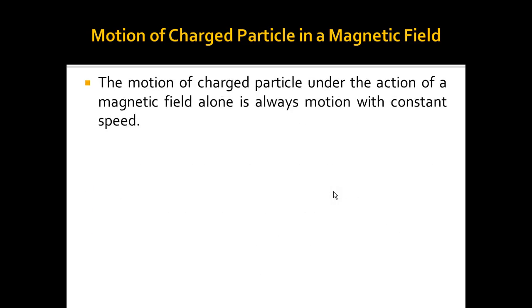Okay, so the motion of charged particles under the action of a magnetic field alone is always motion with constant speed. What is meant by motion with constant speed is that the particle that experiences the force produces a motion that does not accelerate. So there is no acceleration whatsoever.